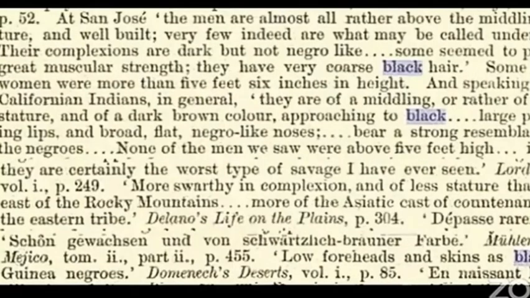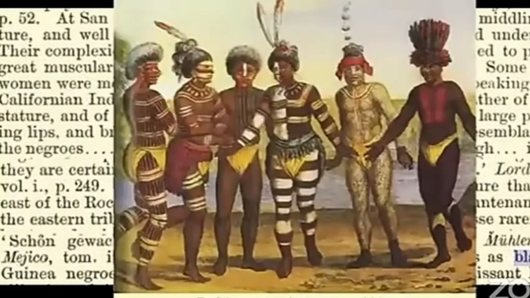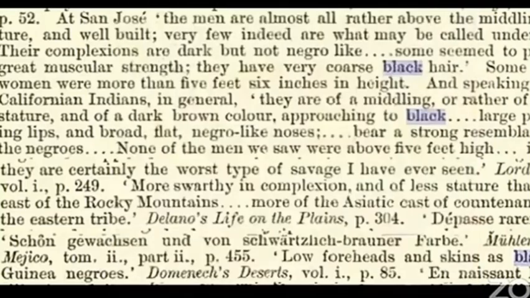And continuing even more correlation, it says here, at San Jose, the men are almost all rather above the middling stature and well built. Very few indeed are what may be called undersized. Their complexions are dark but not Negro-like. Some seem to possess great muscular strength. They have very coarse black hair, coarse. Some of the women were more than 5 feet 6 inches in height.